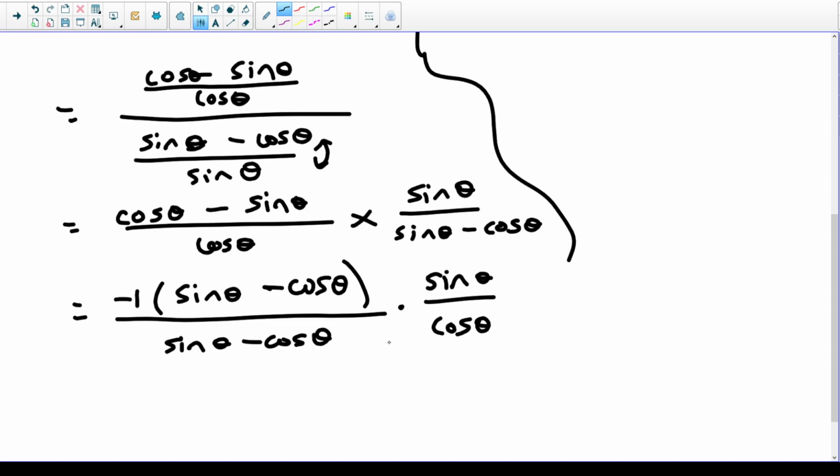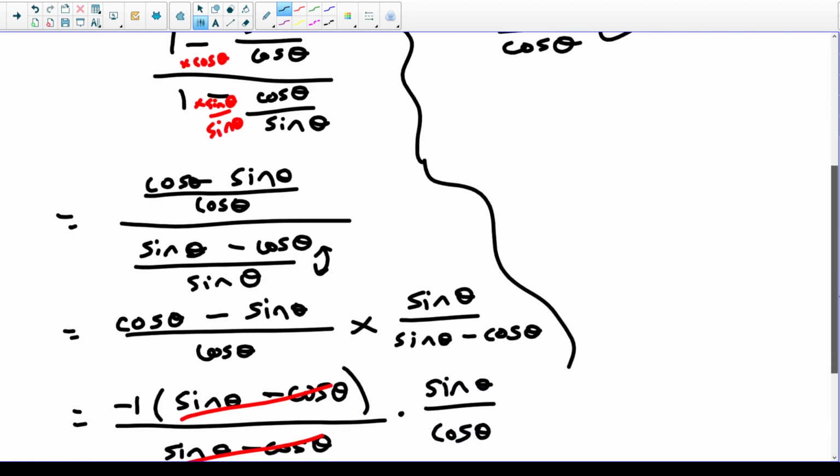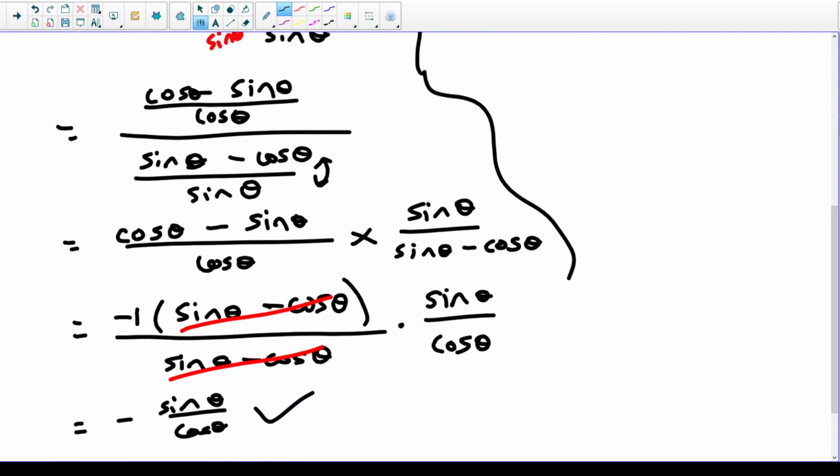You can move the numerators around, you can move the denominators around. And that now cancels out with that, because they're exactly the same and everything's multiplying. And we're left with negative sine theta over cos theta, which is the same thing as this guy. So that's done as well.